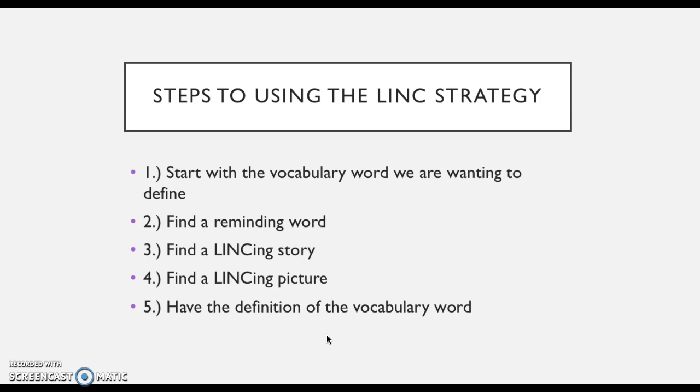And then number 3 would be find a linking story. So the students would then find a story that would help them remember the vocabulary word. And then find a linking picture. So after they had said the story about the word, they would then draw a picture of it. And then number 5 would finally be you would have the definition of the vocabulary word.